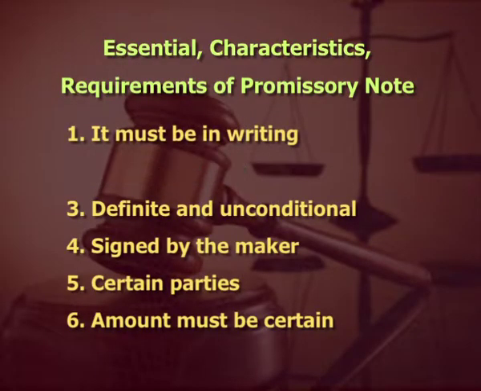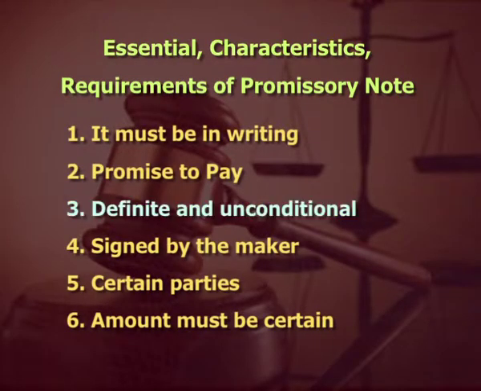Second, promise to pay. It must contain an express promise to pay. A mere acknowledgement is not enough. Like Mr. A writes, I promise to pay B, or order, rupees 500, or I acknowledge myself to be in debt to B rupees 1000 to be paid on demand for value received. Third, definite and unconditional. The promise to pay must be definite and unconditional. If it is conditional or uncertain, then the instrument is not valid.